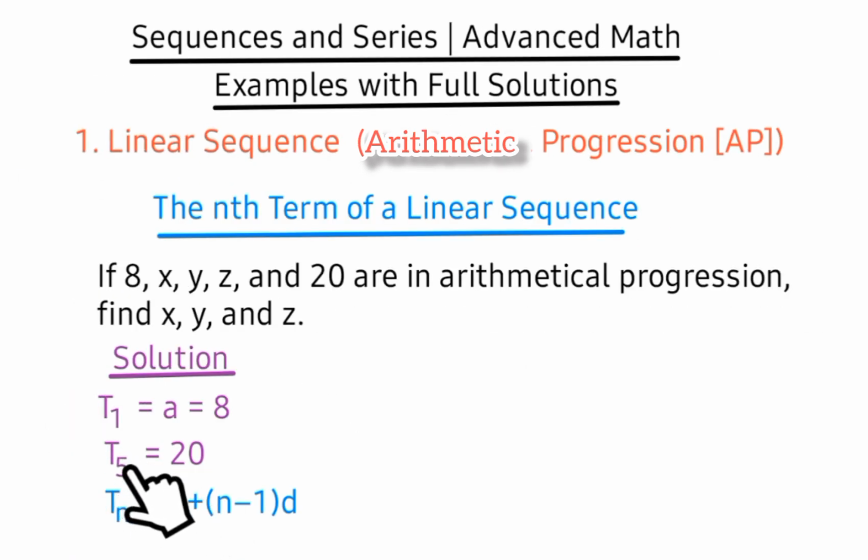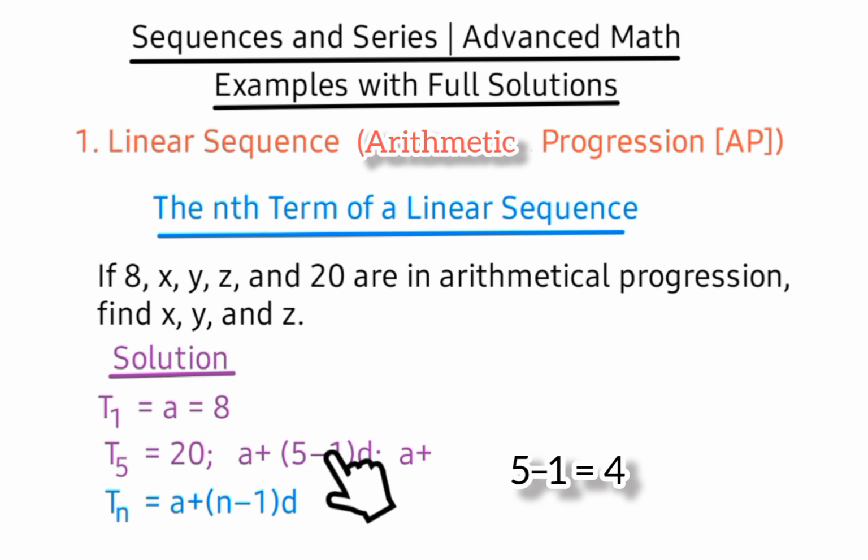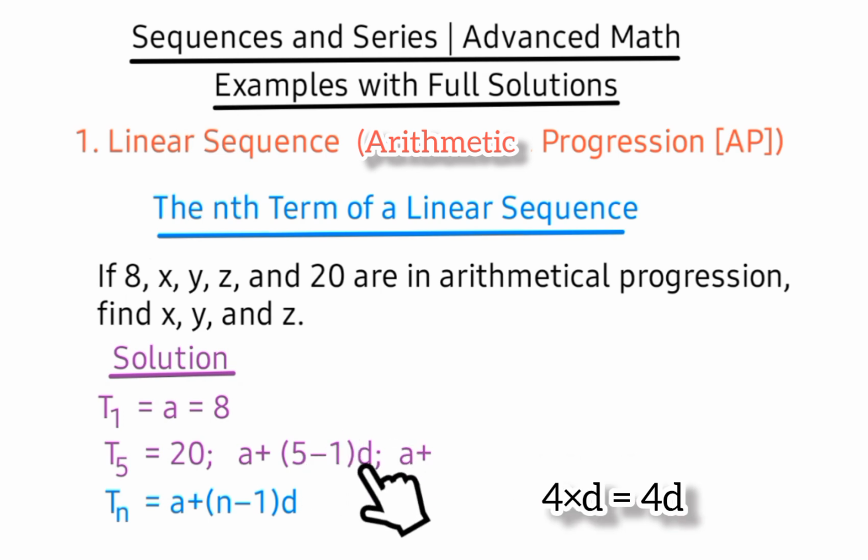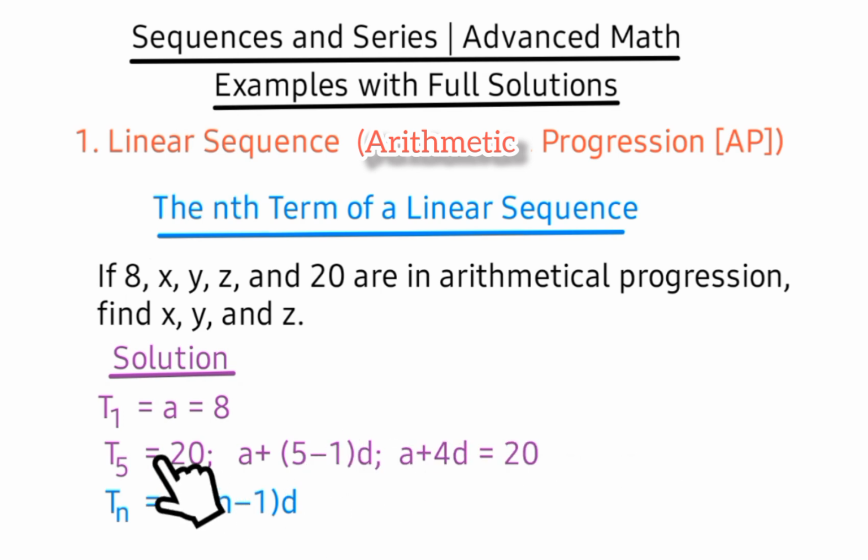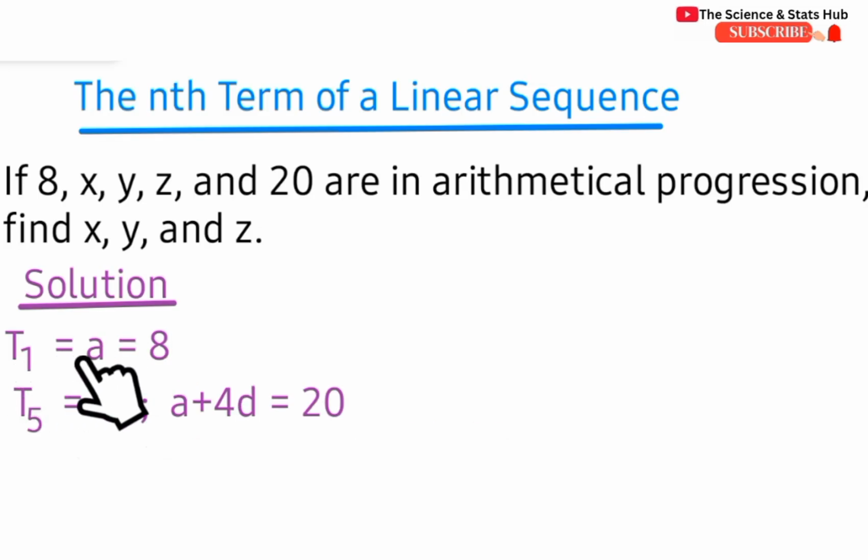So at T5, using our usual formula, will be A plus N. Our N value is 5 minus 1, D. So we have A plus 5 minus 1 gives 4. 4 multiplied by D, 4D, which is equal to 20. So we already know the value of A, that is the first term. So we fix the value of A being 8 into this equation. A being 8 plus 4D equal to 20.